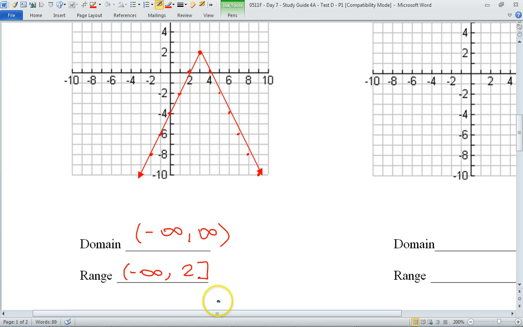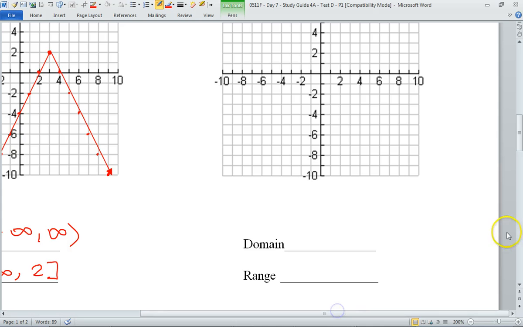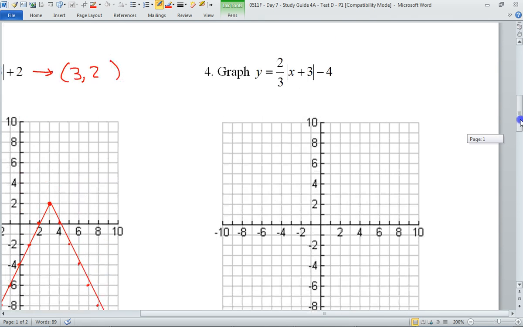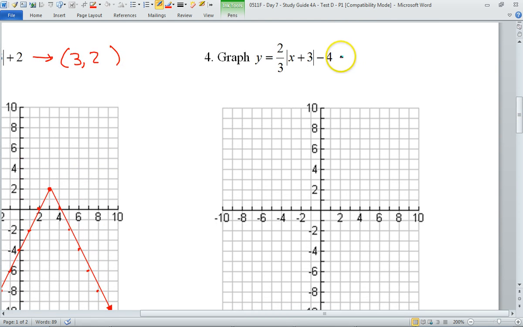Any questions? All right, and then number 4. What's the vertex of number 4, you guys? Negative 3, comma, negative 4. So there's negative 3, negative 4. Then I work the slope up right 3. Repeat, repeat.